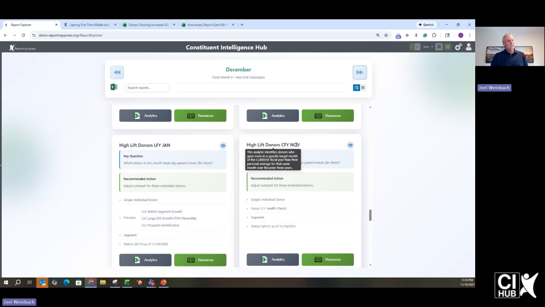In December, I'm on the December month. I want to know who those donors were for last year so I can target them for some special thank yous.